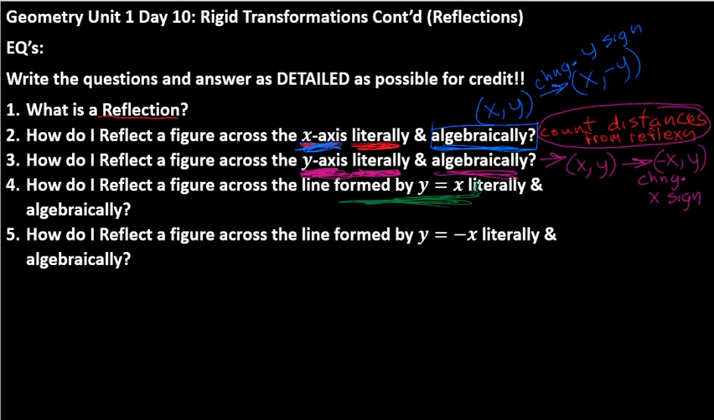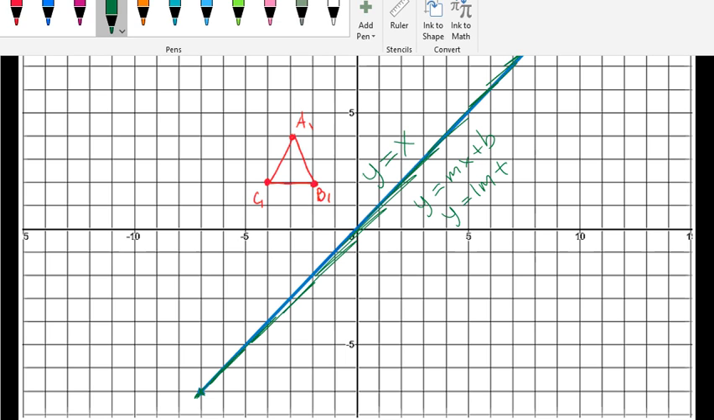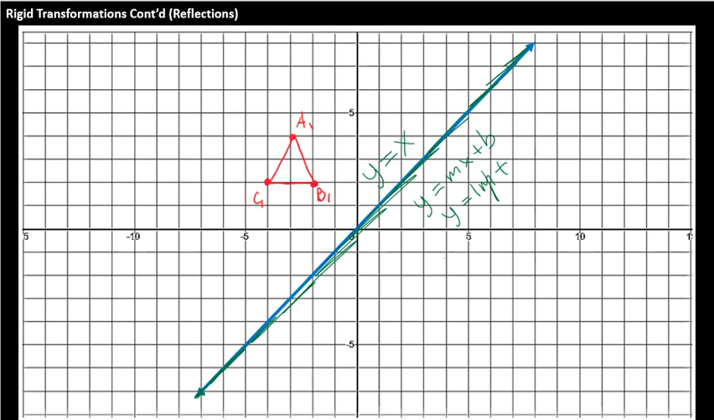We're not going to worry about literally, because that's pretty hard to answer. We're just going to worry about algebraically. So this line is the line of y equals x. If we had it in the form y equals mx plus b, it would be y equals mx plus b, and our b would be 0 in this case.